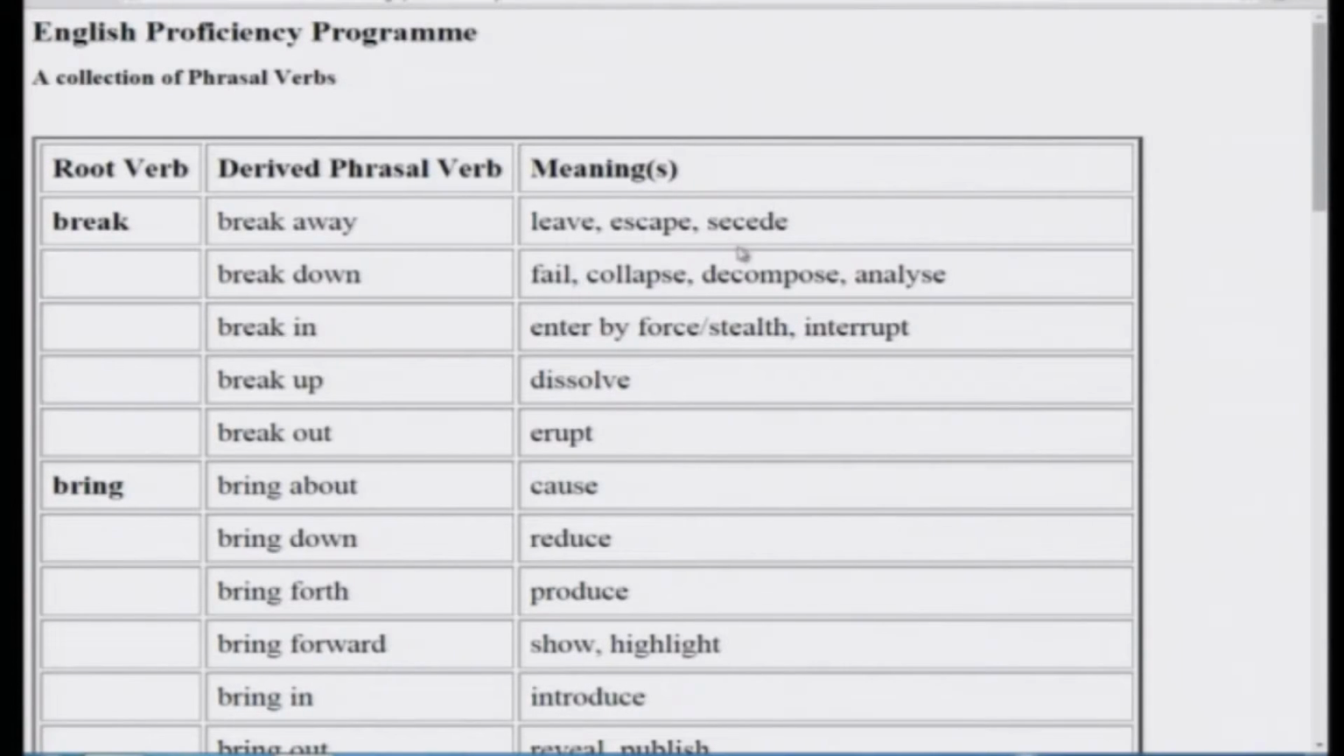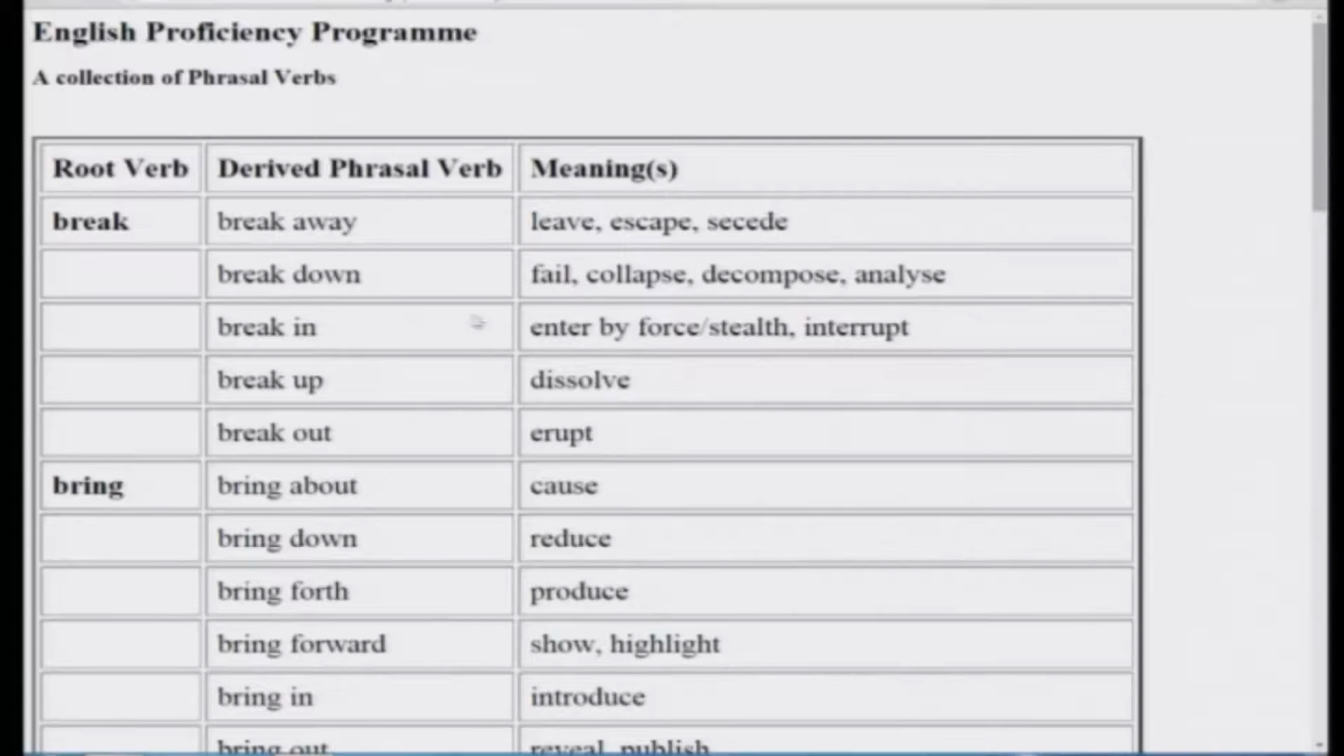In the secede sense, you can say that towards the end of the previous century, large number of republics broke away from the erstwhile USSR. Okay? So, they broke away, they seceded. Break down, fail, collapse, decompose or analyze. So, what we are these days doing with sentences is something like that. We are breaking that down and analyzing.